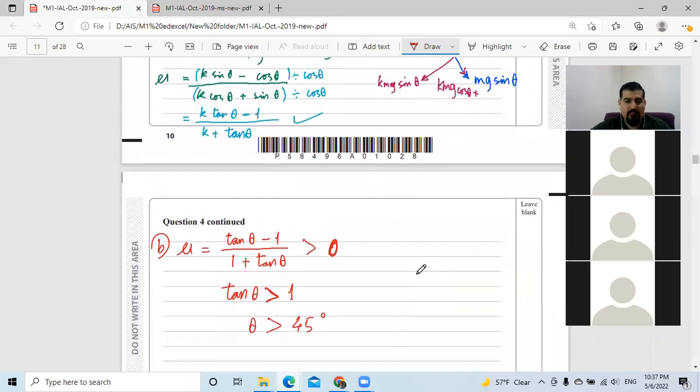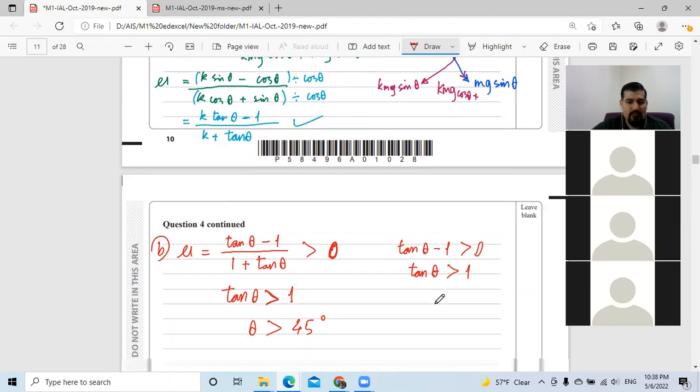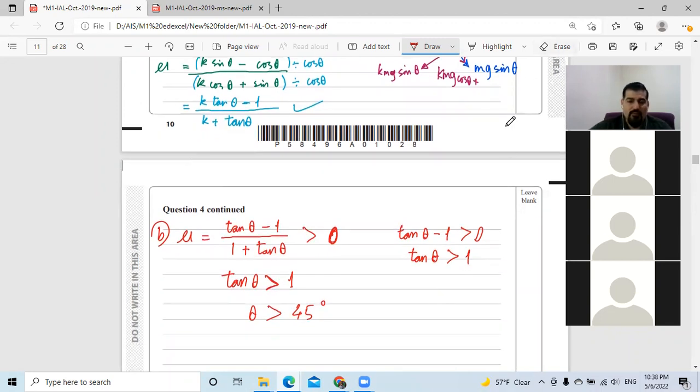This is B. What we did here: if we divide by 1, or we can remove all this, we do cross multiplication. So tan theta minus 1 is greater than 0. So tan theta, move the 1 to the other side, it will be greater than 1, and that's what we get here. Okay, good.